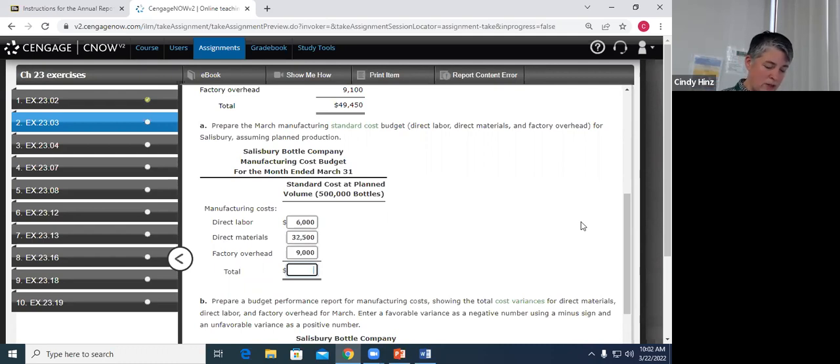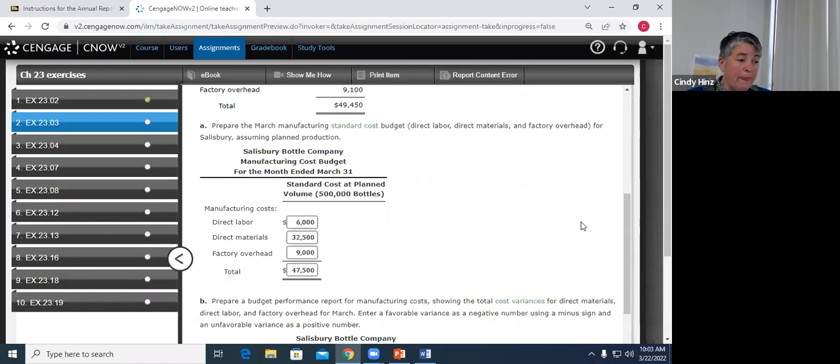And not taking into account our actual production, our planned production was 500,000 bottles. I am hopeful by the end of this semester, I will be a little bit more competent with my calculator. It's really kind of silly.